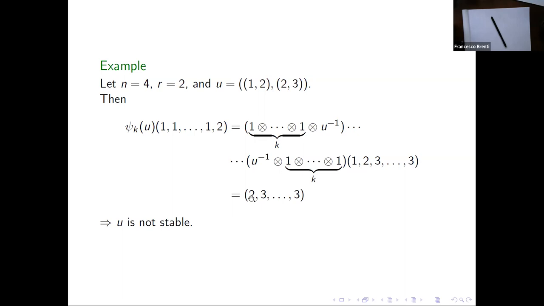I shift to the right, and now I'm gonna find 3, 3, because this changed. 3, 3 is a fixed point, so nothing happens, goes to the right. 3, 3 is a fixed point, nothing happens, and so on until the end. So the end of this computation is 2, 3, 3, 3, 3, 3. So this permutation is not stable.